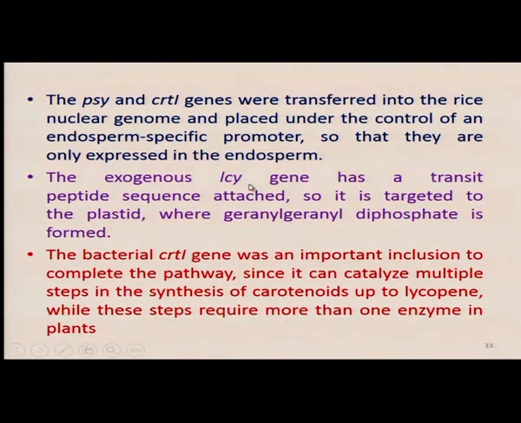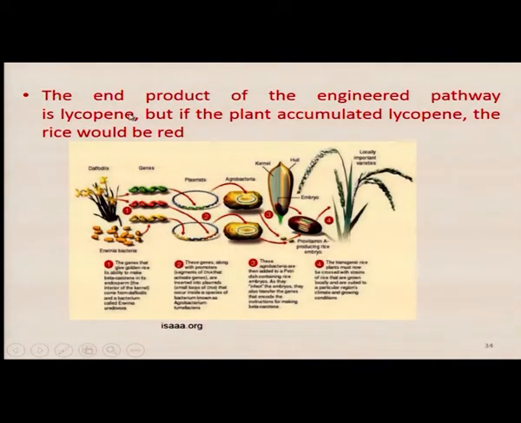The exogenous PSY gene has the transit peptide sequence attached. So it is targeted to the plastid where the geranylgeranyl diphosphate is formed. And the bacterial CRTI gene is an important inclusion to complete the pathway, since it can catalyze multiple steps in the synthesis of carotenoids up to lycopene, while these steps require more than one enzyme in plants. The end product of the engineered pathway is lycopene, but if the plant accumulated lycopene, the rice would be red, and we don't want the red rice.